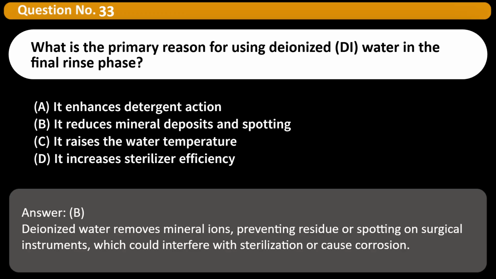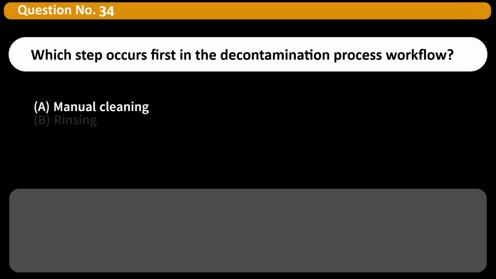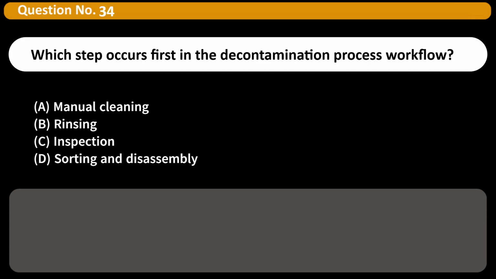cause corrosion. Which step occurs first in the decontamination process workflow? A. Manual cleaning. B.